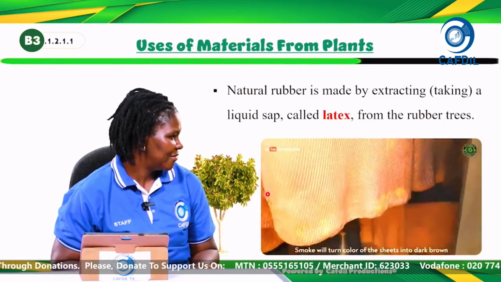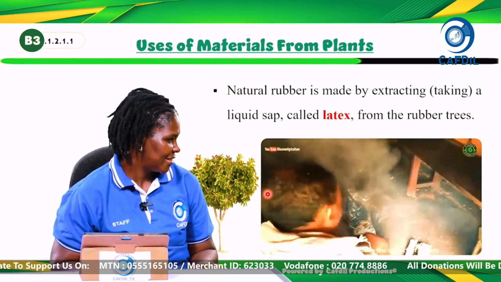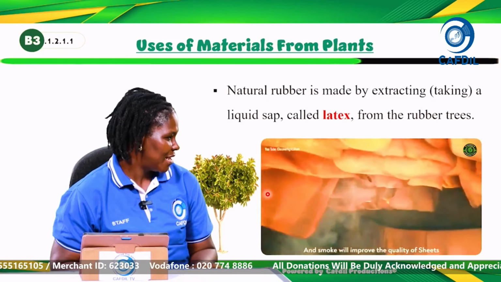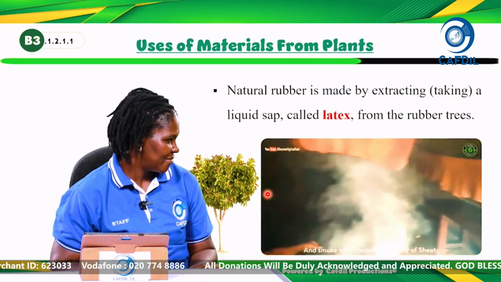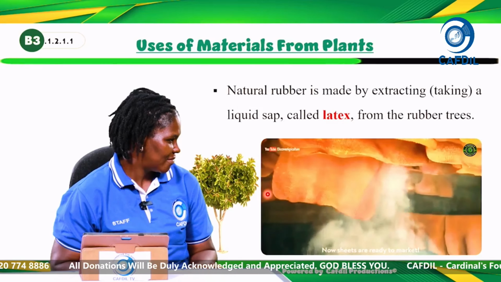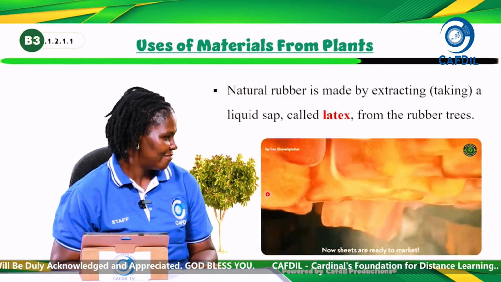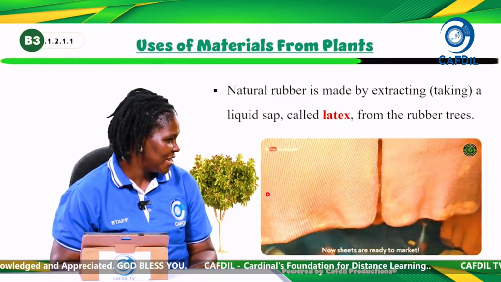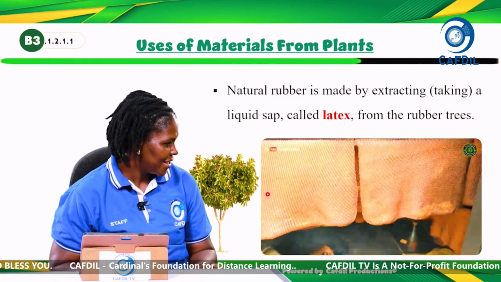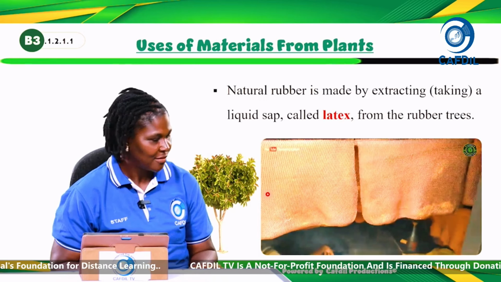Okay. They will smoke it to turn the color, so the color will become what they want. So from here, they send it to the markets. Now the sheets are ready for market. They go and sell it. And from here, they use it to make whatever they want to make.